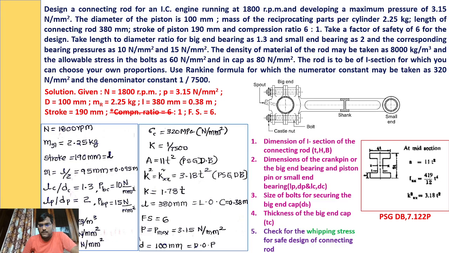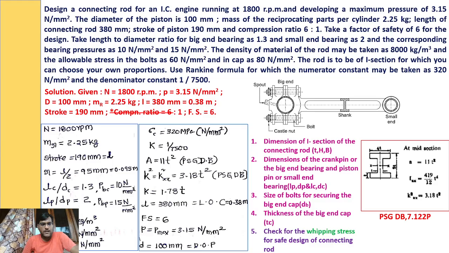So here this is the small end and this is the big end. At the big end we have a crank pin, at the small end we have a piston pin. That means the length to diameter ratio for big end bearing belongs to the crank pin. So LC by DC is 1.3. Then at the small end the value is 2. That means LP by DP, length of piston pin to diameter of piston pin, is 2.